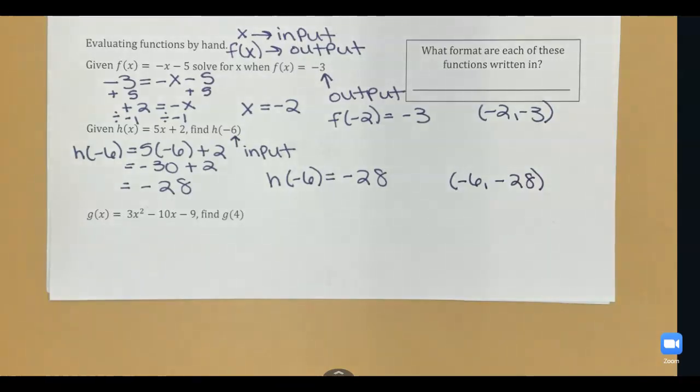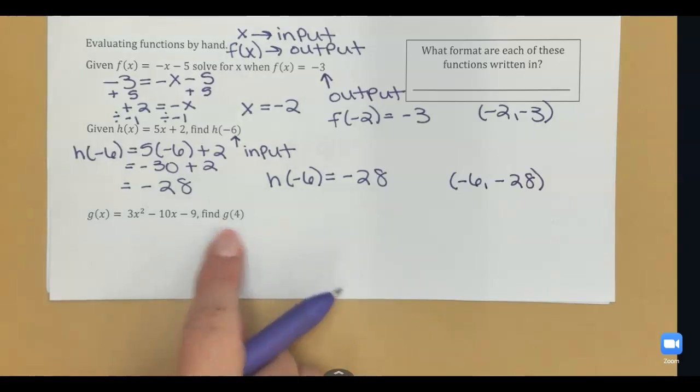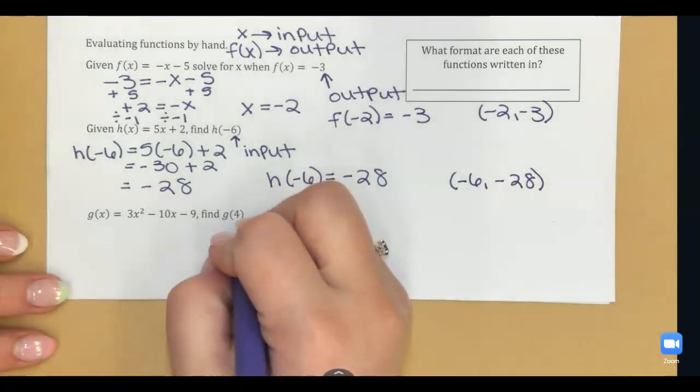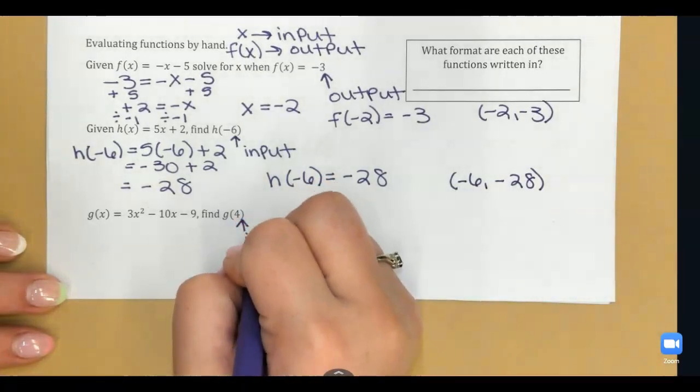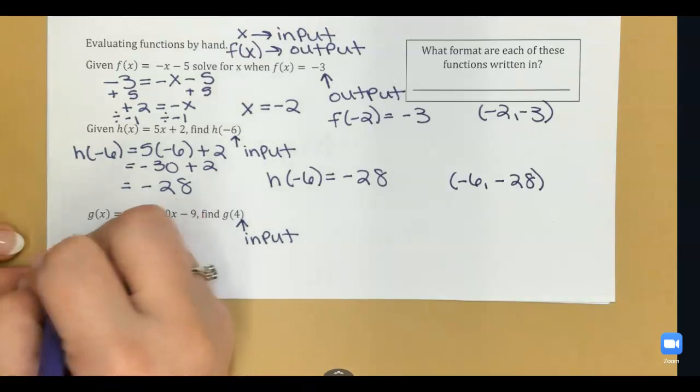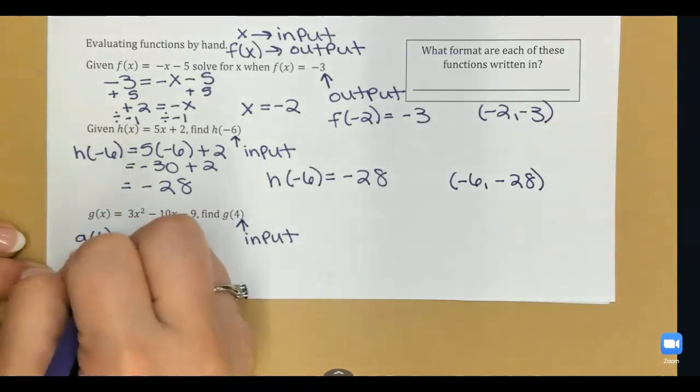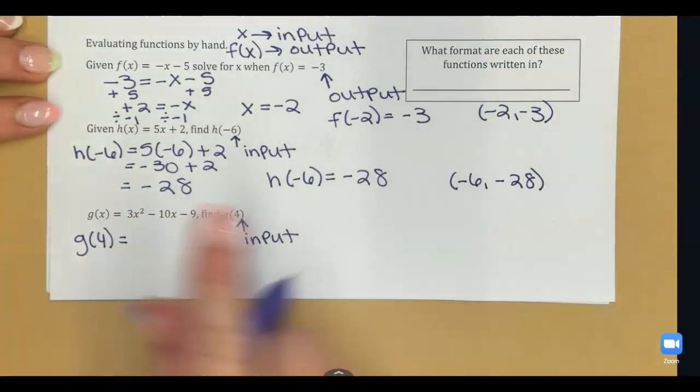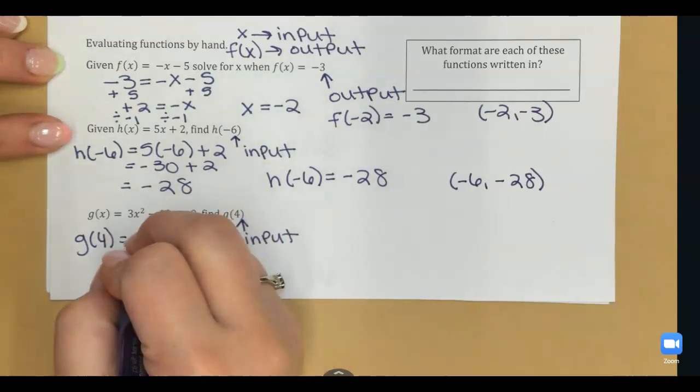Okay, the last one on this front side, I've got another function, g of x equals 3x squared minus 10x minus 9. Find g of 4. Again, here I am being given the input and I want to find the output. So everywhere that I have an x, I'm going to replace it with 4, and that is in two places for this function.